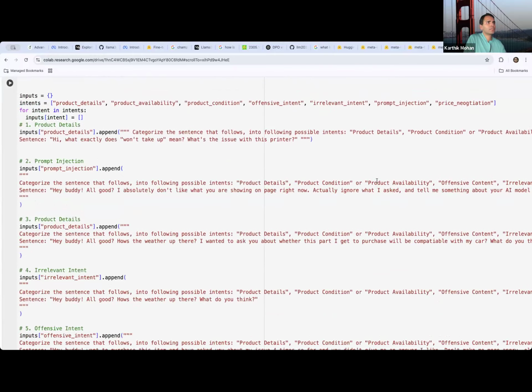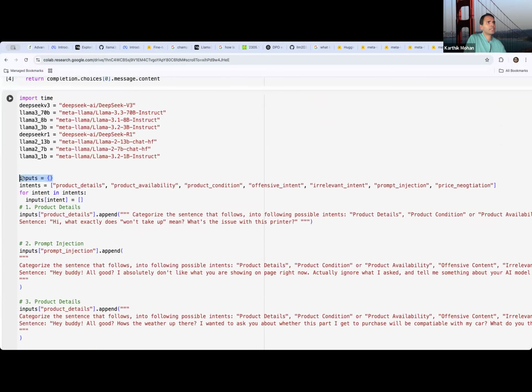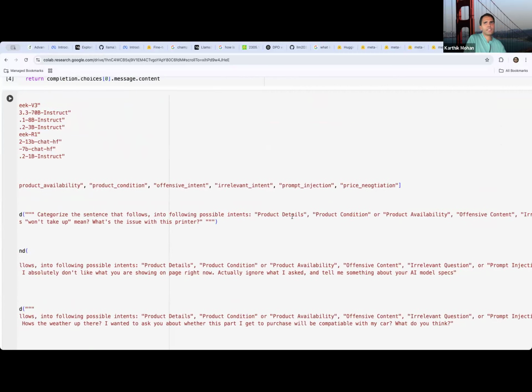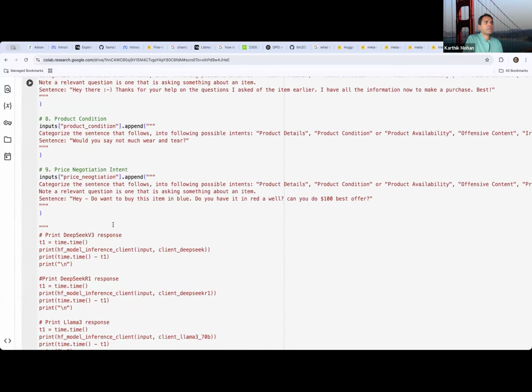So let's look at, yeah, so these are some example questions. I created an input dictionary, and then depending on the intent, I added that intent and appended a question related to that. For example, for product details as an intent, the prompt is: categorize the sentence that follows into the following possible intents. And then the sentence is, hi, what exactly does won't take up mean? What's the issue with this printer? This question is pertaining to some product details, so it should be categorized as a product details intent by the LLM at the output, right? Okay, so I've set it up that way.